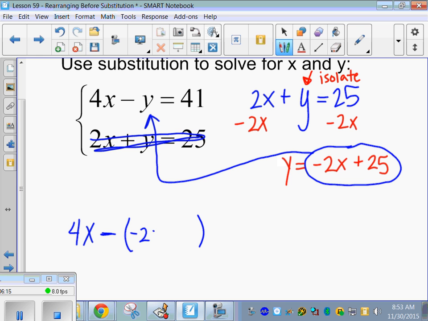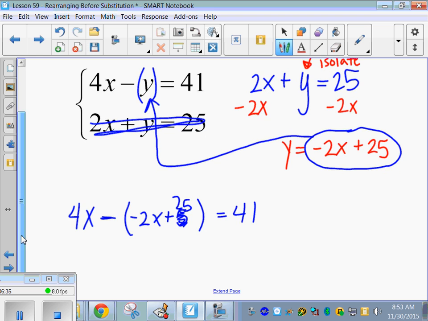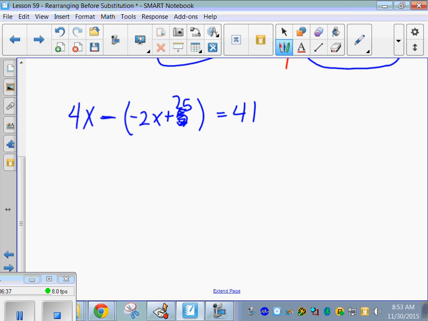Good. So we plugged it in for this y. You have a 4x, you have a minus sign, and then you have to use parentheses here. We substituted in what y equals. All right. This one's a little tricky. You have to be really careful. So, Aaron, what do I have to do with this negative sign?